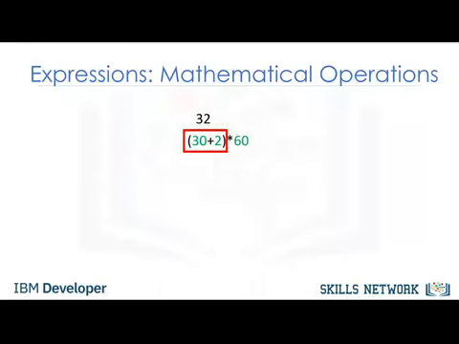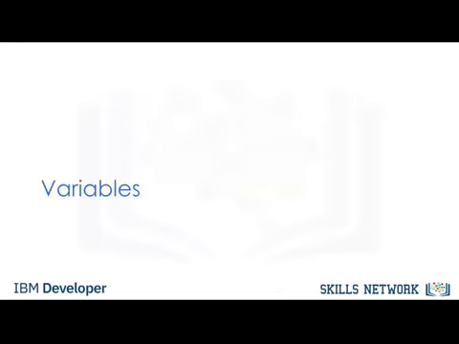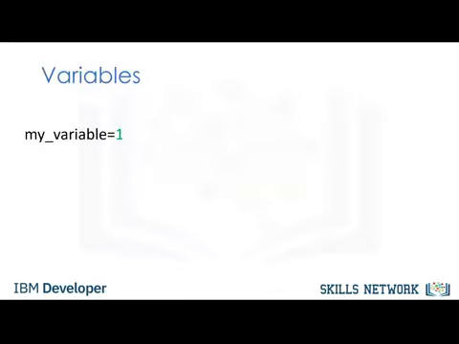The expressions in the parentheses are performed first. We then multiply the result by 60. The result is 1,920. Now let's look at variables. We can use variables to store values.